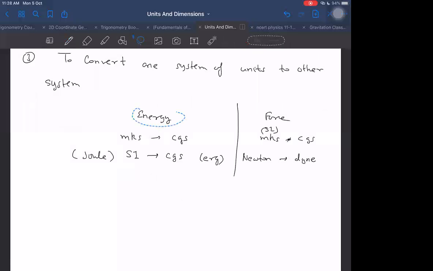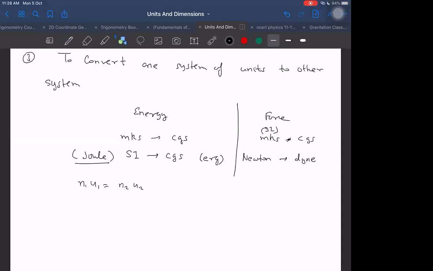Let us convert now. How to convert? I will use this formula, n1u1 is equal to n2u2. n1 is the numerical factor multiplied by the unit, equal to the numerical factor in the second system of units multiplied by the corresponding unit. So this will always help us to get the answer. So joule, how to write joule?